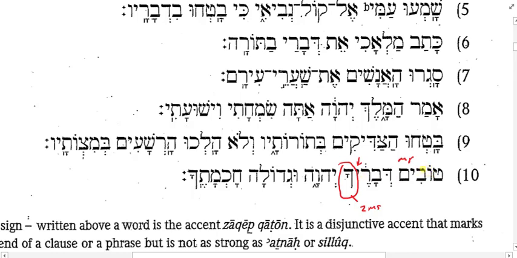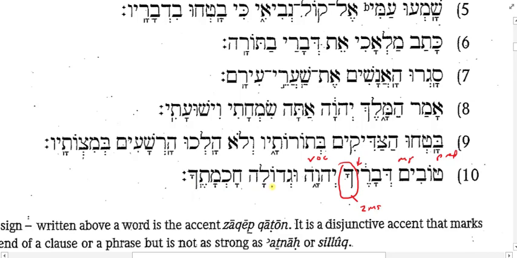This adjective, is it attributive or predicate use? Predicate. It's got to be a predicate use, because if it were attributive, it would go after the noun it agrees with in gender and number, right? So we're going to translate this as your words are good. And then Yahweh is vocative. It's naming the addressee. Your words are good, O Yahweh.